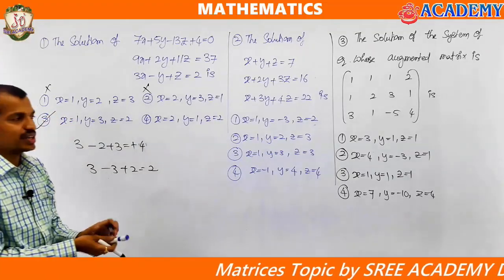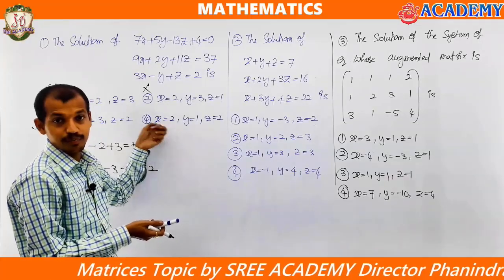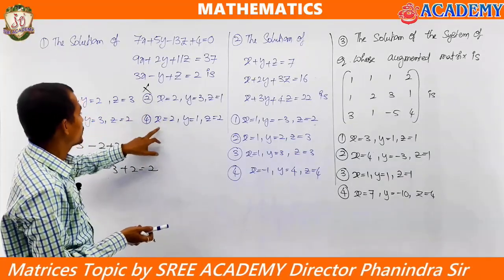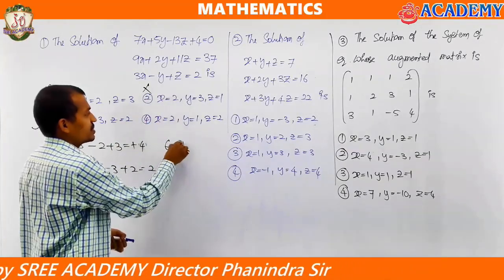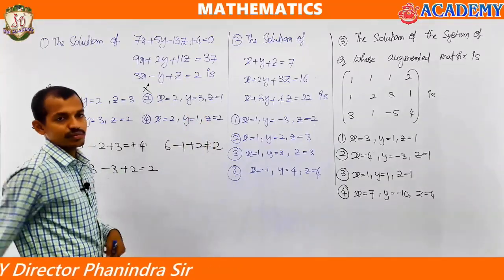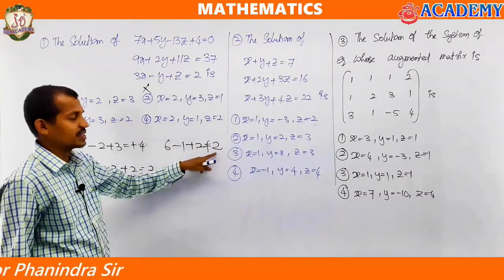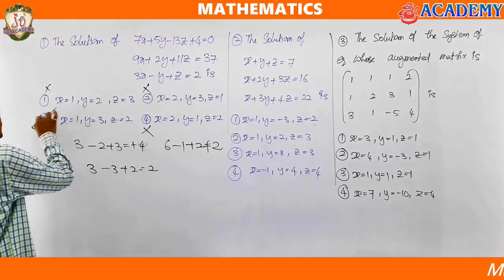Let's see the other value also. Sometimes it is also going to be satisfied, then what is the procedure? We'll see. 3 into 2 is 6, minus 1 plus 2. It's not equal to 2. You can check: 8 minus 1 is 7, not equal to 2. That's why it is not satisfied, that's why it is not the answer. Only one is going to be satisfied.